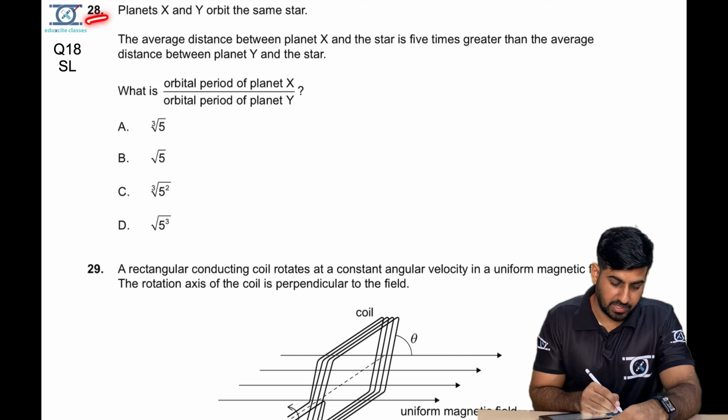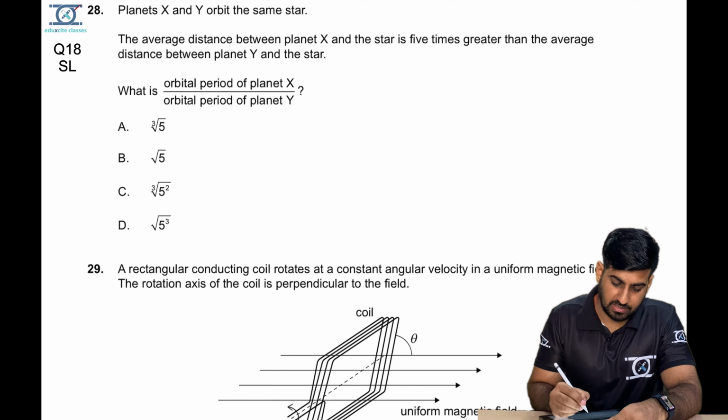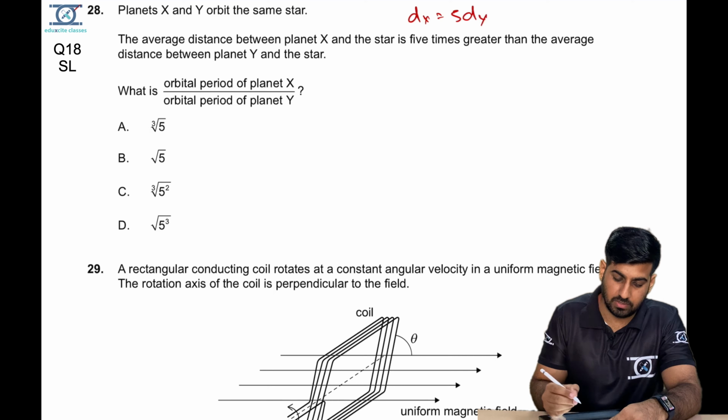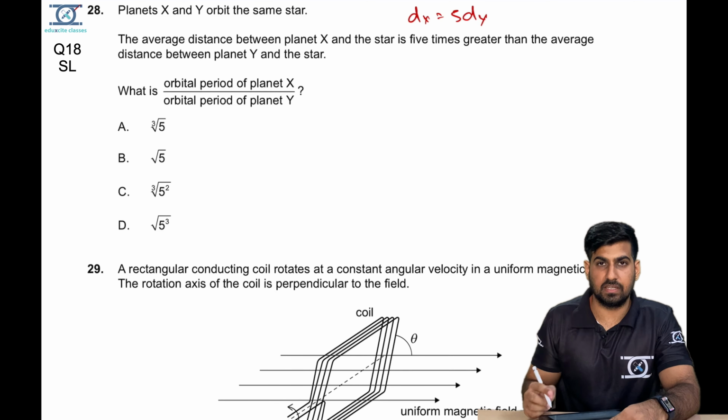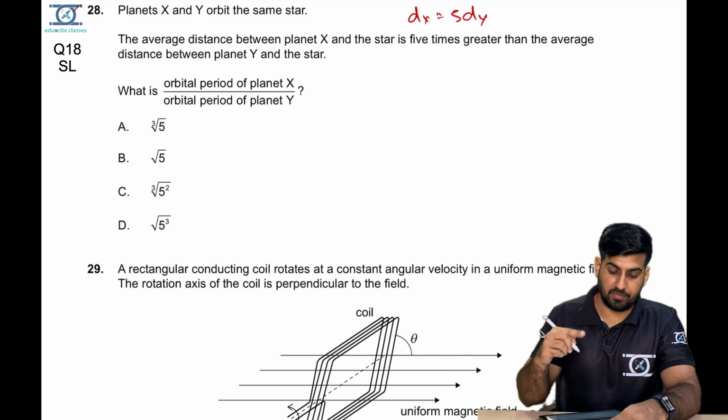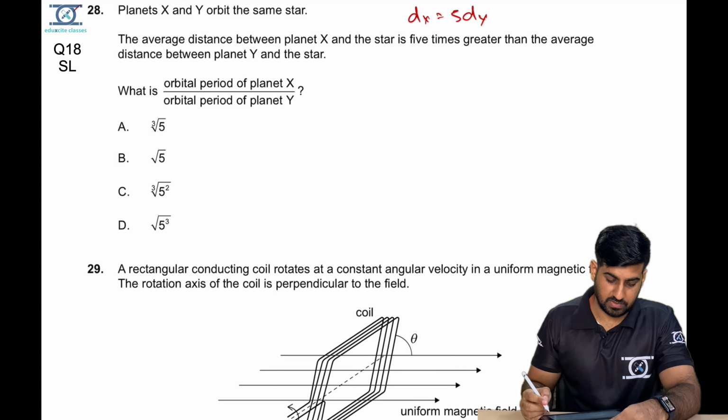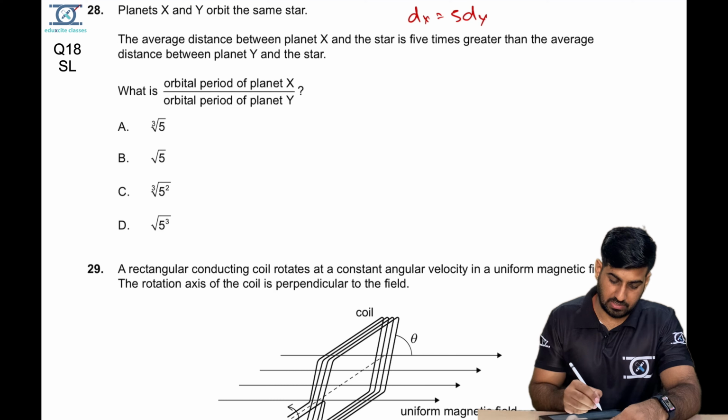Okay, now question number 28. Planets X and Y orbit the same star. The distance of X from the star is 5 times the distance of Y from the star. Now we have to find the ratio of the orbital period of planet X to Y.